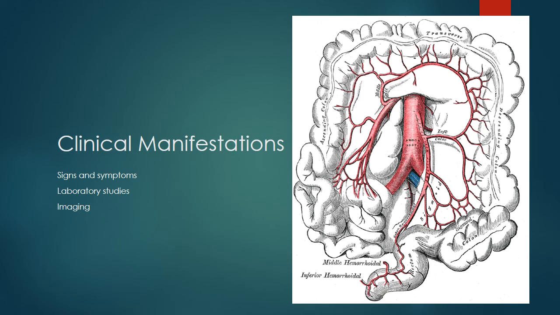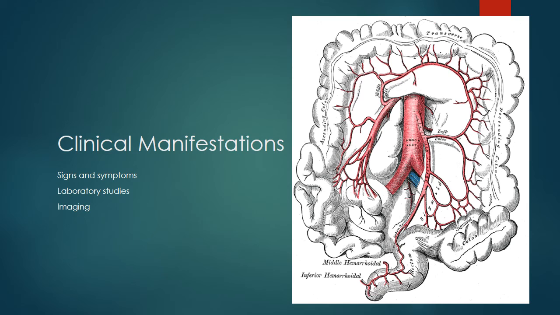The clinical stages progress through 3 levels. First is the hyperacute phase, which occurs soon after the hypoperfusion or occlusion event, which is initiated with severe pain and then the frequent passage of bloody stools.